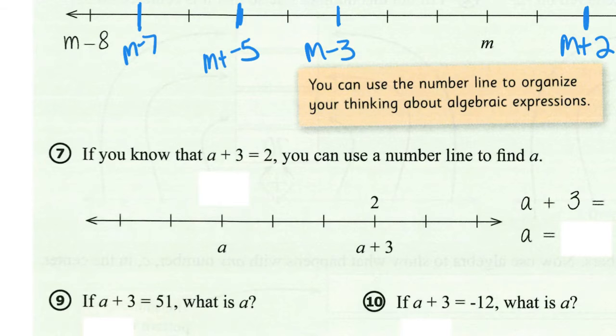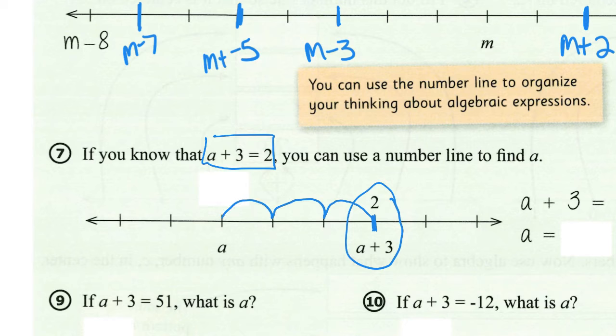In number 7 now, we're going to use the number line to help us solve an equation. So if we know that a plus 3 equals 2, we're going to use the number line to solve for a. So here we are, a plus 3 equals 2, or a plus 3 is the same as 2. So I put those both on the number line. Now, I know to get to a from a plus 3, I'm just going to go back 3 spaces. And so that's at 0, and that would be at -1.